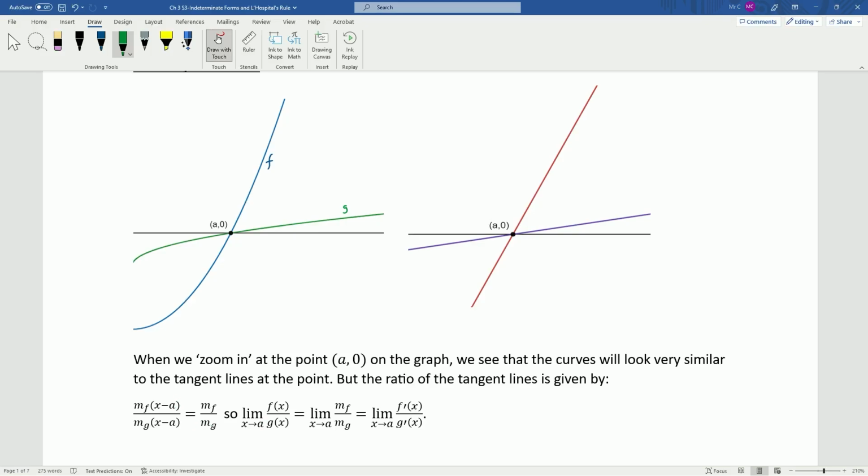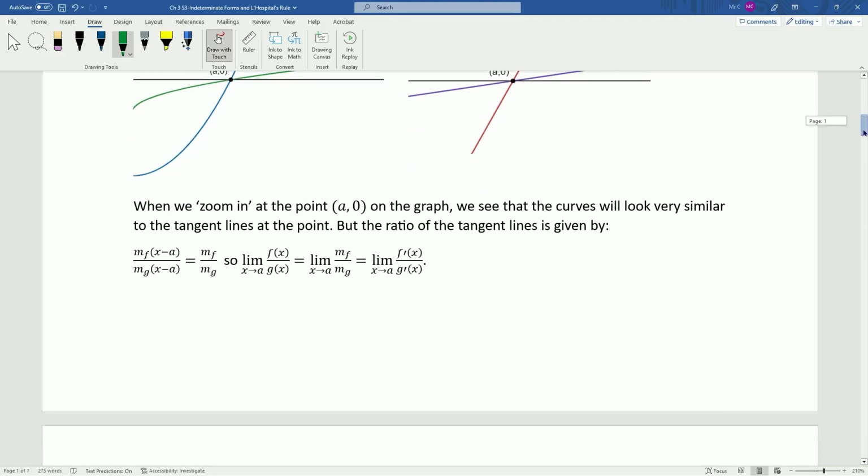So in other words, if those slopes are the same, if that ratio is the same, then taking the limit as x approaches a of f of x divided by g of x should act the same as taking the limit on these curves close to the point, on these straight lines. But the limit of those straight lines is just the slope of f over the slope of g, the tangent lines again. So in other words, we can say that taking the limit of this quotient f over g is equivalent to taking the limit of f prime over g prime, because we should expect to get that same ratio between the tangent lines as we got for the original functions.